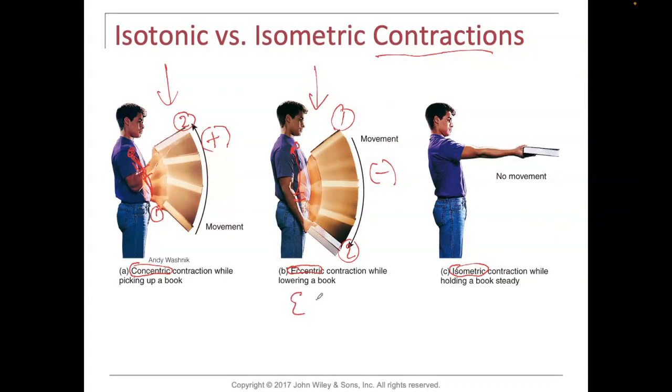And the way you can remember it is that the E in eccentric, you can think the E is for elongation. Now, isometric, there's no contraction. You have the muscles in the front, the anterior muscles, and the muscles in the back, the posterior muscles, contracting simultaneously, and there's no change in the joint angle, so there's no movement at all.